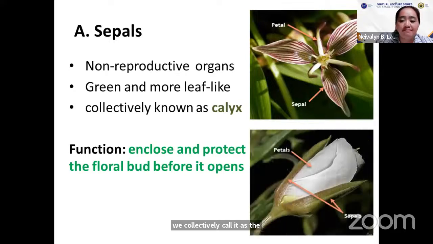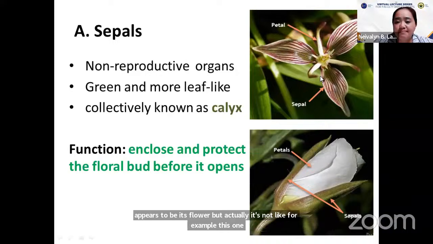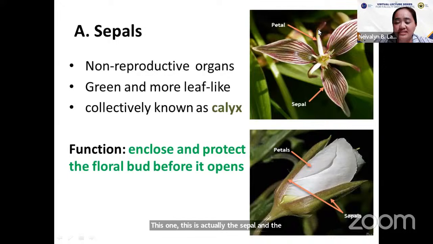I have here some pictures showing the different types of sepals. We should not be misled, because there are flowers that have parts that appear to be the flower but actually are not. Like for example, this one. This is actually the sepal, and the main flower is this. In poinsettia, the colored part actually consists of bracts. It's not the flower itself.